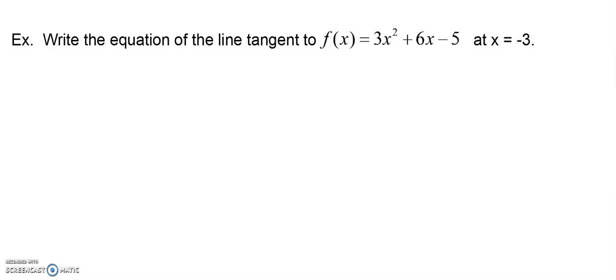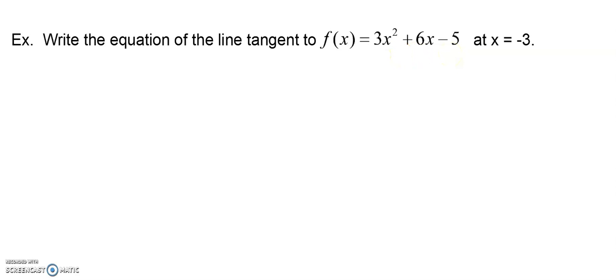All right, let's look at this example. It says, write the equation of the line tangent to f of x equals 3x squared plus 6x minus 5 at x equals negative 3. So in this problem, I don't have my graph drawn out. I don't have my tangent line drawn out. So I'm kind of just imagining what this might look like.